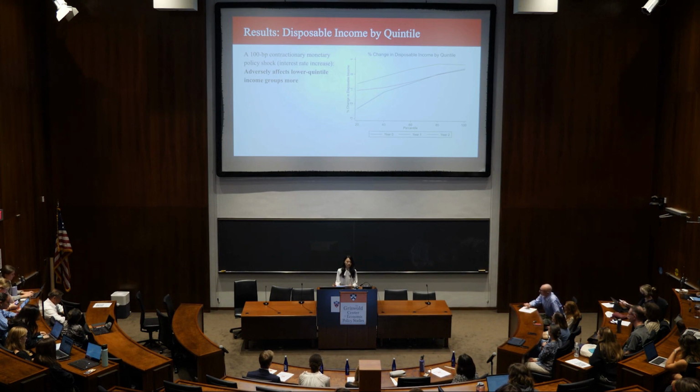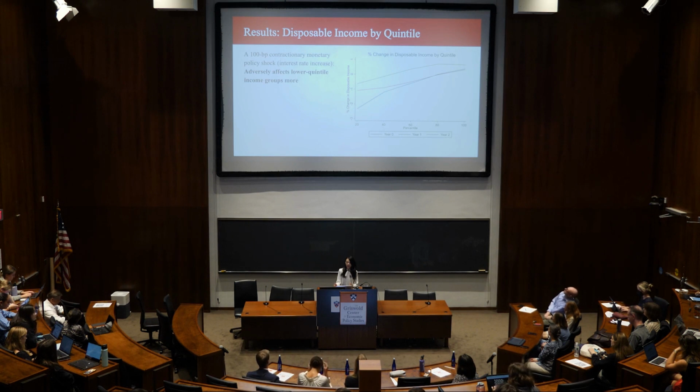This actually differs from what people found in developed countries, where you have both the very bottom and top of the income distribution affected more than the middle. And that's typically because you have both labor and asset income responding negatively to monetary policy shocks. So I was curious to see if the same income composition channel can really be applied to China's case.